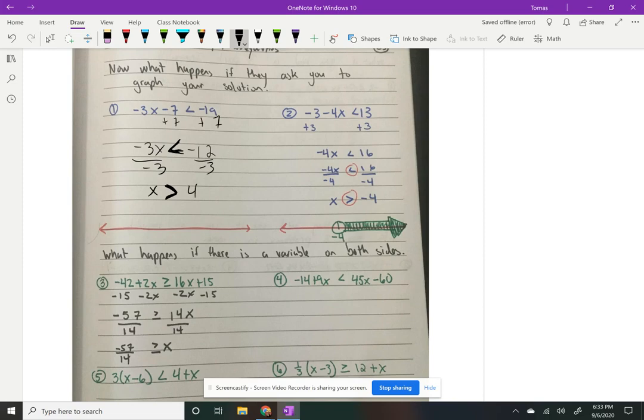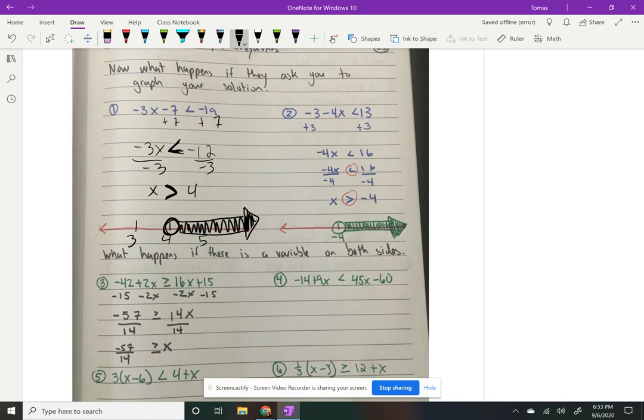And to graph it, all we do is put the hash mark at 4. It's not equal to, so we leave it open. It's an open circle. And x is greater than 4. So where's greater? Is greater 5 or is greater 3? Okay, greater is 5, right? So we just make the arrow going this way, and we shade in the arrow.